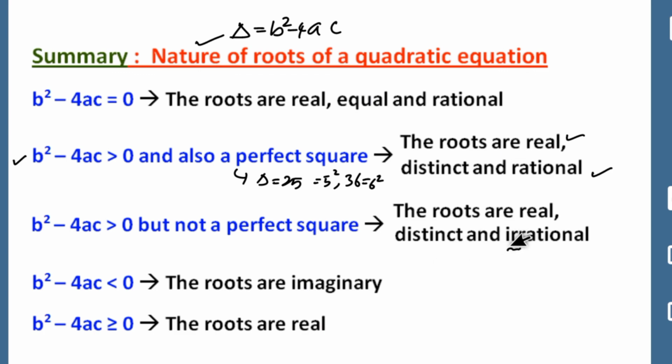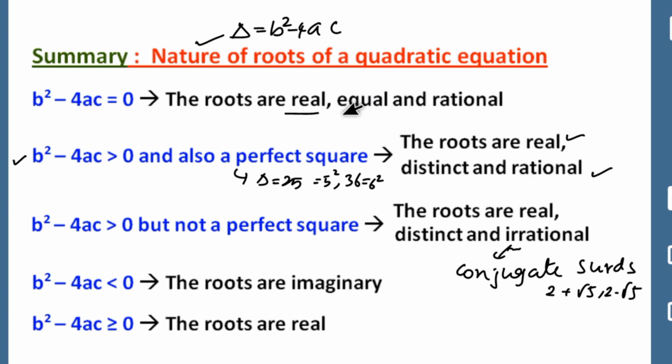Irrational means roots are conjugate surds. Conjugate surds అంటే రూట్స్ ఈ ఫామ్లో ఉంటాయి. 2 ప్లస్ రూట్ 5 వస్తే ఇంకోటి 2 మైనస్ రూట్ 5 ఫామ్లో ఉంటుంది. ఇఫ్ b స్క్వేర్ మైనస్ 4ac ఈక్వల్ 0, రూట్స్ ఆర్ రియల్ అండ్ ఈక్వల్. ఇఫ్ b స్క్వేర్ మైనస్ 4ac లెస్ దెన్ 0, రూట్స్ ఆర్ ఇమాజినరీ. ఇమాజినరీ అంటే కాంప్లెక్స్ నెంబర్స్. రూట్స్ ఆర్ కాంజుగేట్ కాంప్లెక్స్ నెంబర్స్ అంటే ఈ ఫామ్లో వస్తాయి. 2 ప్లస్ 3i ఉంటే 2 మైనస్ 3i అయి ఉంటుంది. 2 ప్లస్ 3i ఒకటి ఉంటే 2 మైనస్ 3i కాంజుగేట్ నెంబర్స్ వస్తాయి.